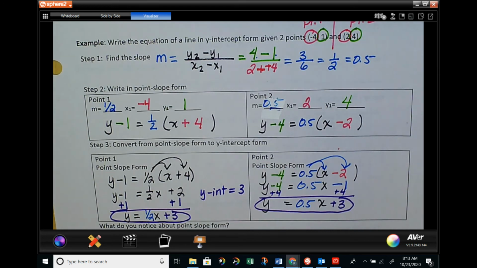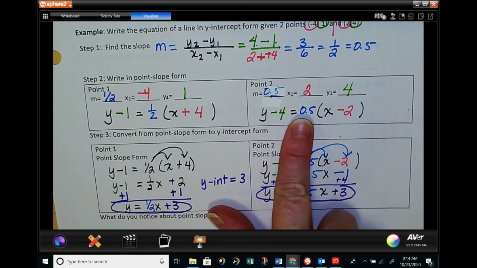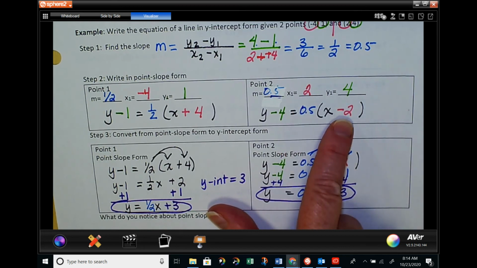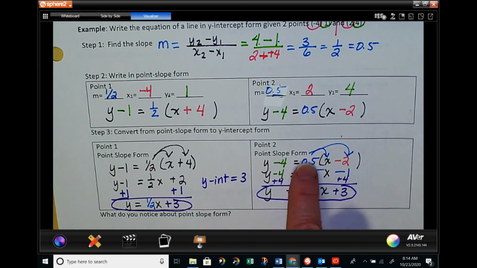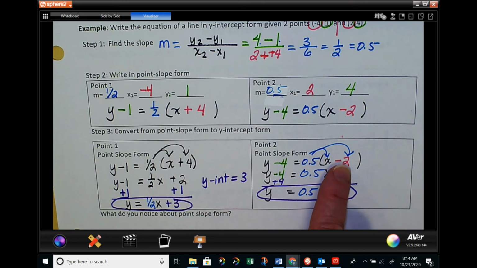Okay, so when we went through and looked, you should kind of have this stuff. Remember, you're going to write in point slope form. So you're going to have the opposite of 4 is -4. You have your slope, which was 0.5. We did this one in decimal. And then the opposite of 2 is -2. So that's in point slope form. Now we've got to distribute your slope. 0.5 times x is 0.5x. 0.5 times -2 is -1. So I distributed my slope.